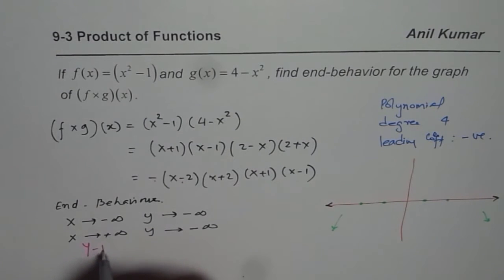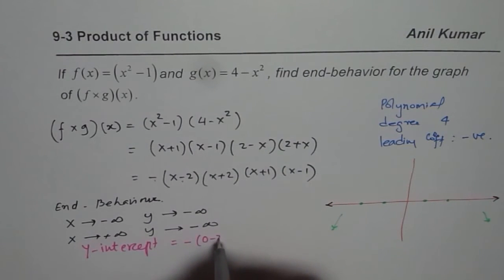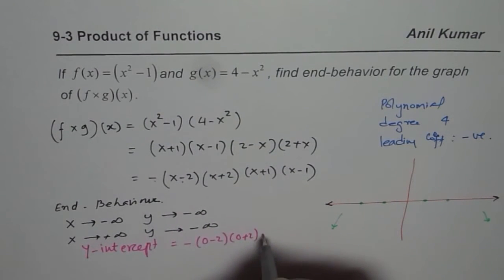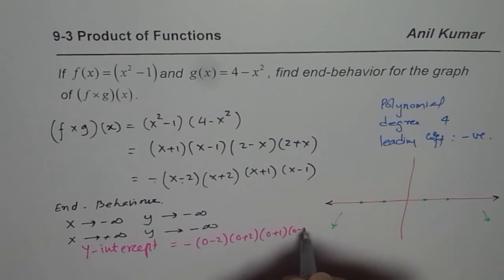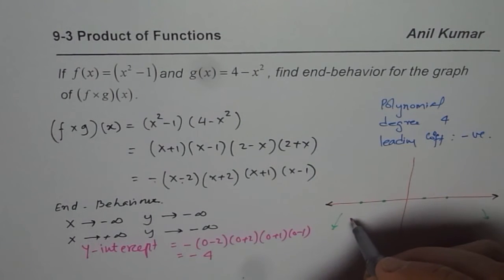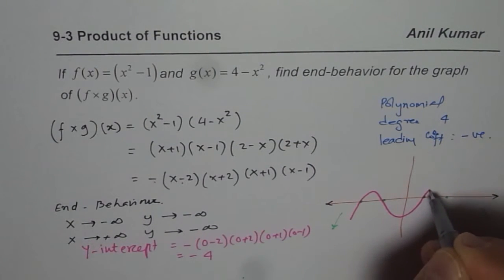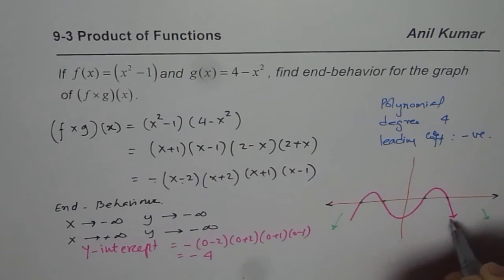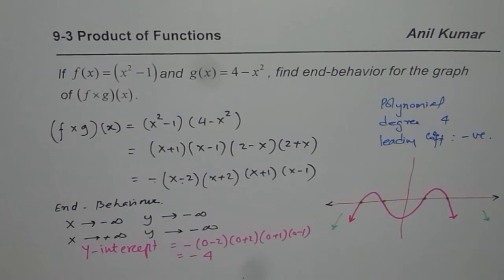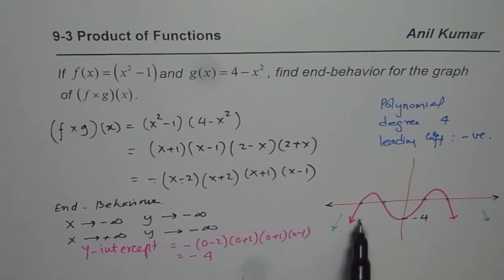So here we can say the y-intercept is minus of 0 minus 2, 0 plus 2, 0 plus 1, 0 minus 1, which is minus 4, right? Let me sketch this function now. So let's say we have something like this. That is how the graph is going to be, right? And as we found, this point here should be minus 4. Anyway, this is not part of the question, but it's part of our understanding.